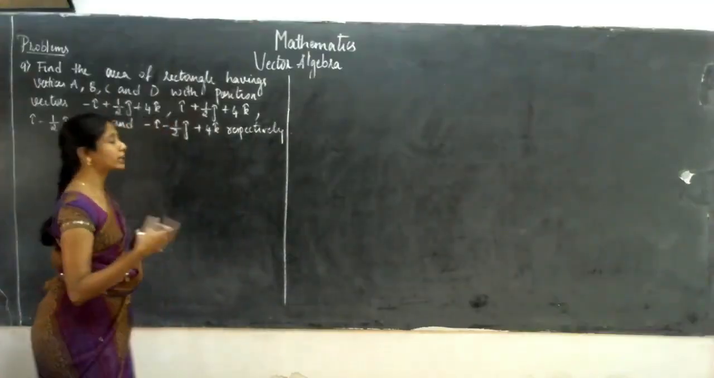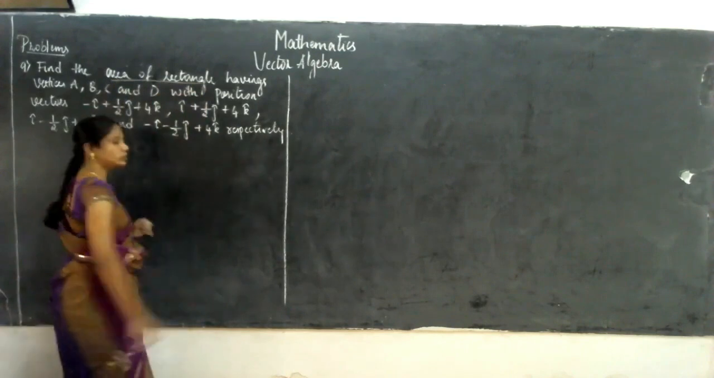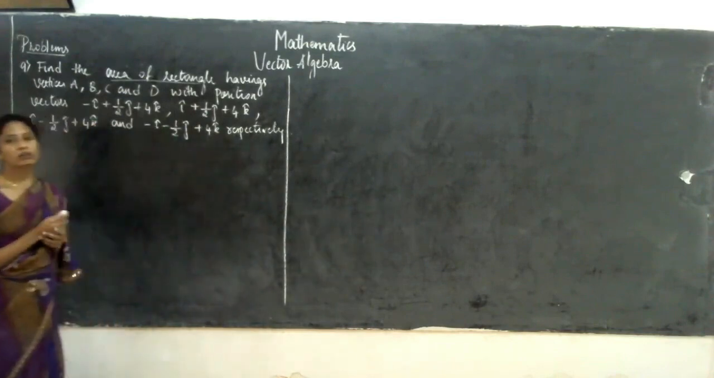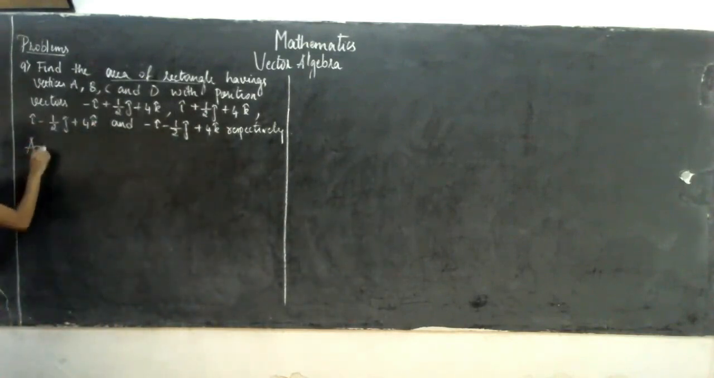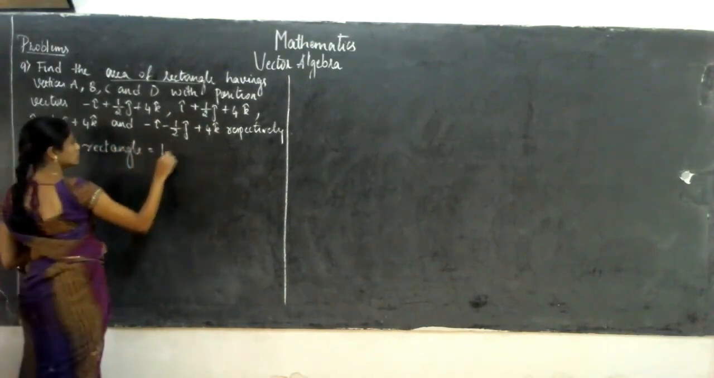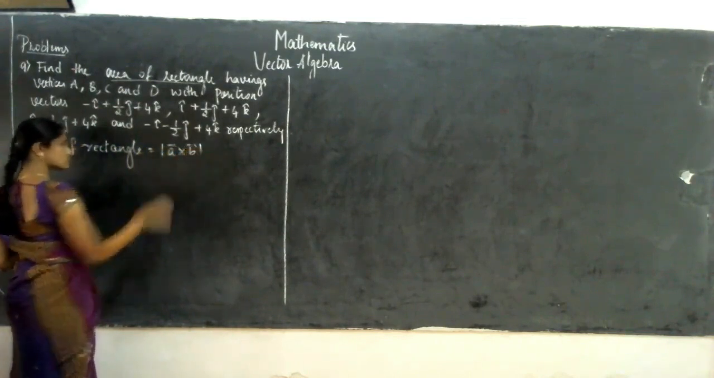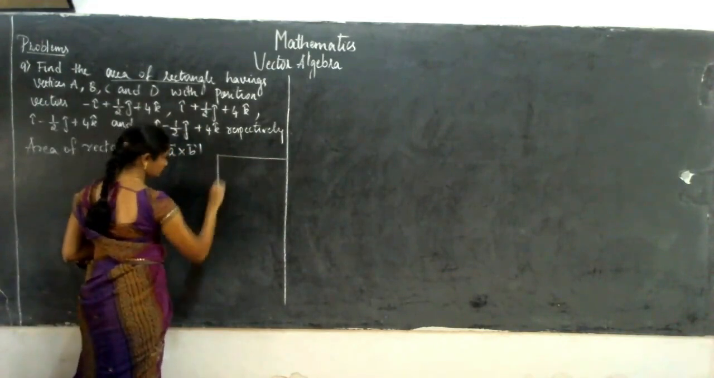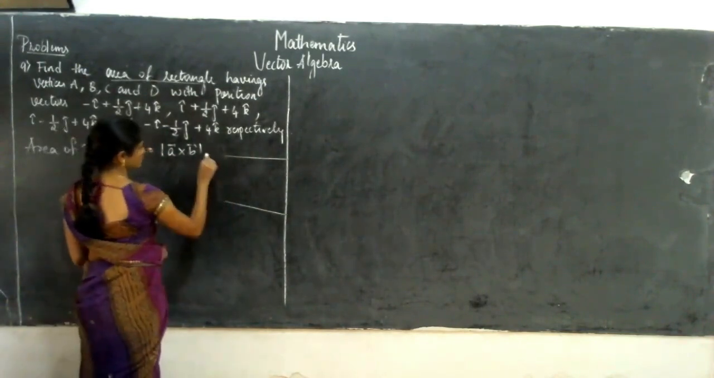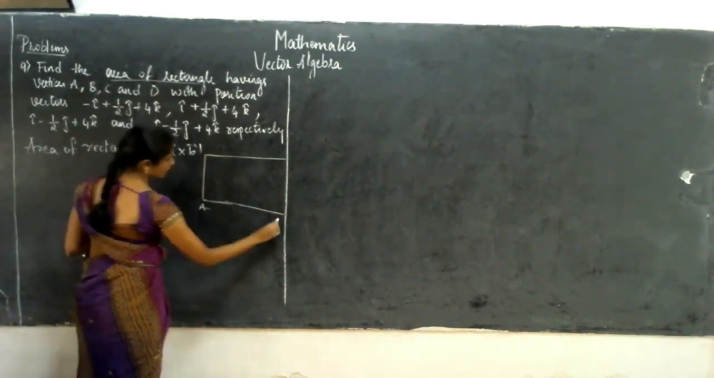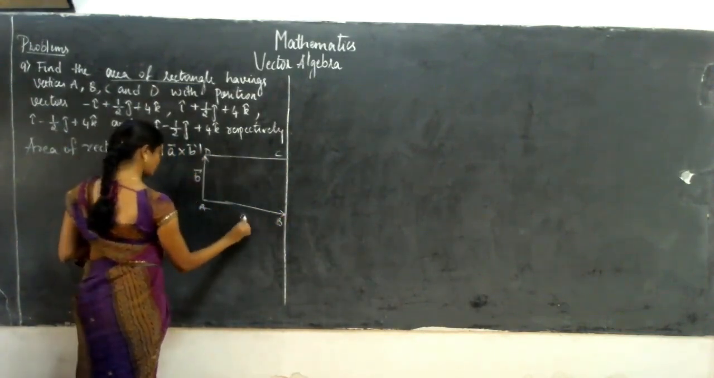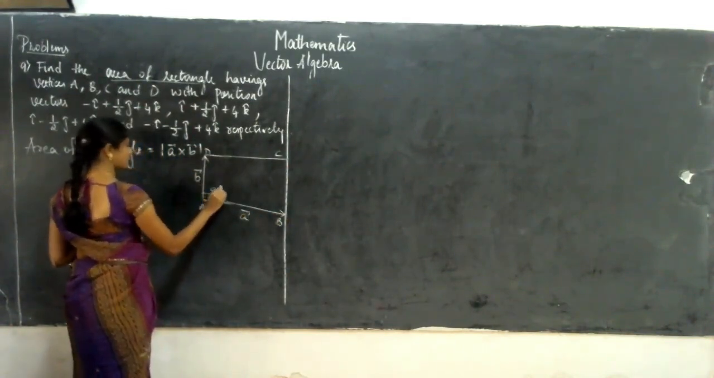Next problem, we need to find the area of the rectangle, and we all know that every rectangle is a parallelogram. So we are going to use the same formula of the parallelogram here. So area of rectangle is equal to magnitude of vector A cross vector B. Here, if I take this as a rectangle ABCD, I'll call this as vector B and this as vector A, so this angle is 90 degrees.